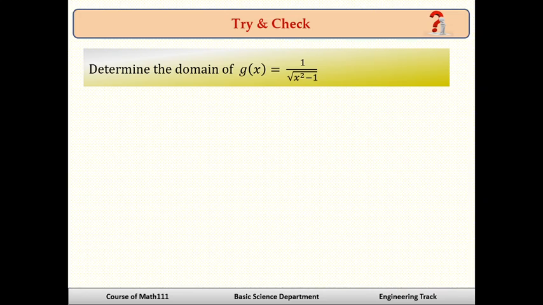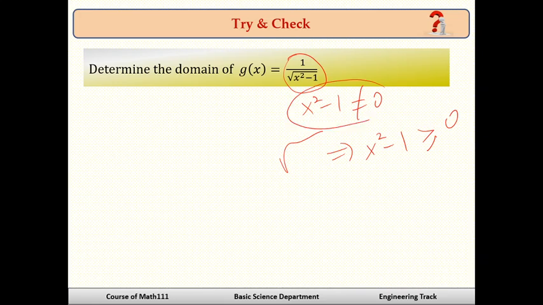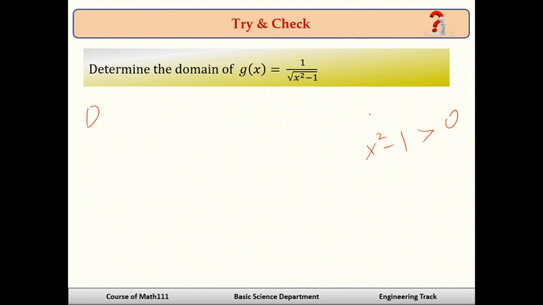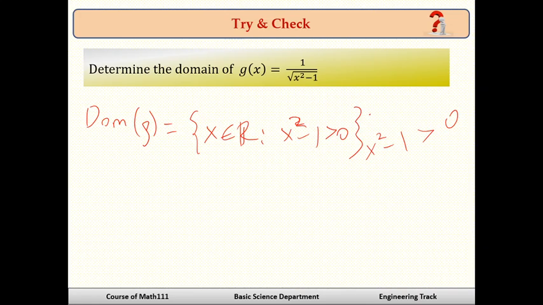So determine the domain of this. Again, it's the same type of question. Since it says 1 over the square root, x squared minus 1 cannot be 0. And because of the square root, x squared minus 1 should be bigger than or equal to 0. But because of the reciprocal, this denominator cannot be 0. When you combine them, we get this condition. So the domain of g, the accepted values for g, is the set of the x's such that x squared minus 1 is bigger than 0.